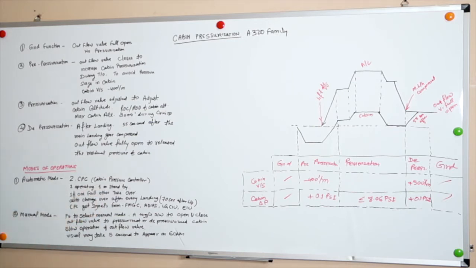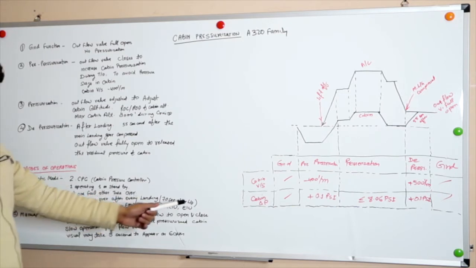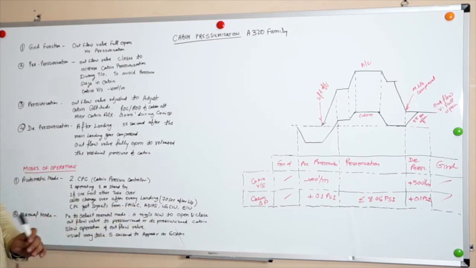To increase the life and to utilize both channels, there is an auto transfer system also. If one system fails, the other will take over. That is simple. In another situation also, 70 seconds after landing, the system will change over. If CPC1 was working for one flight, then after landing CPC2 will start working and CPC1 will go to standby mode.